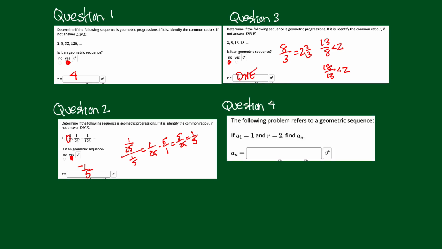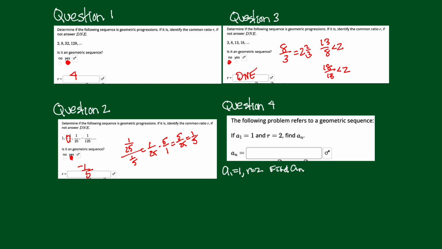Question 4 says that the following problem is geometric. All right, so it refers to a geometric sequence. We're given the first term, all right, so the first term is 1, the common ratio is 2, and what we want to do is find a sub n. Oh, all right, just a general term.